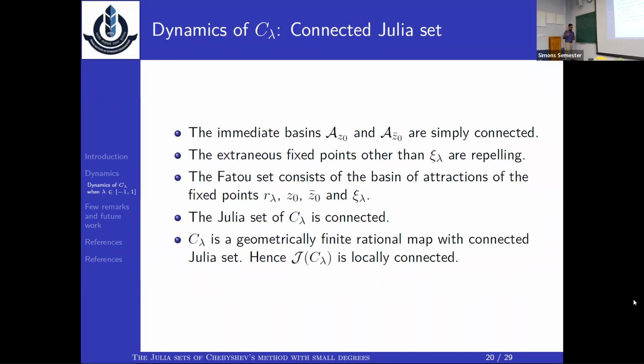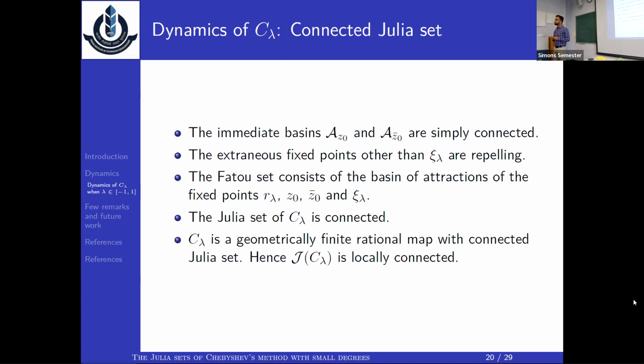In fact, if we consider the forward orbit of the critical points, then the closure of this set union the Julia set is actually finite in this case. So this type of rational map is called a geometrically finite rational map. So our C lambda is in fact a geometrically finite rational map. And for a geometrically finite rational map, if the Julia set is connected, then it is locally connected. So in our case, C lambda will have a locally connected Julia set.